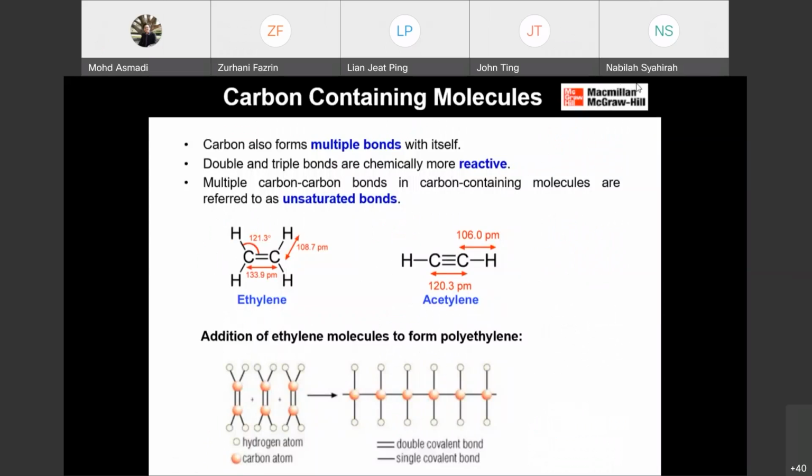Multiple carbon bonds in carbon containing molecules refer to unsaturated bonds, because it's difficult to cleave. That's why we call it unsaturated, because it is a resonant bond. It cannot cleave, it can move. For example, this one can be here, so it can be like a resonant. It's possible. It's moving, especially for the benzene.